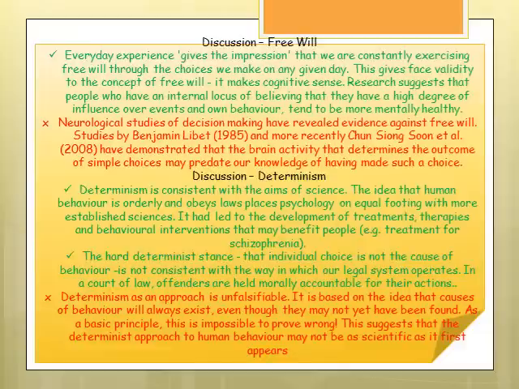The hard determinist stance that individual choice is not a cause of behaviour is not consistent with the way in which our legal system operates. In a court of law, offenders are held morally accountable for their actions. Also, determinism as an approach is unfalsifiable, so this is an issue with determinism. It is based on the idea that causes of behaviour will always exist, even though they may not have been found. As a basic principle, it is impossible to prove wrong. It suggests that the deterministic approach to human behaviour may not be as scientific as it first seemed.